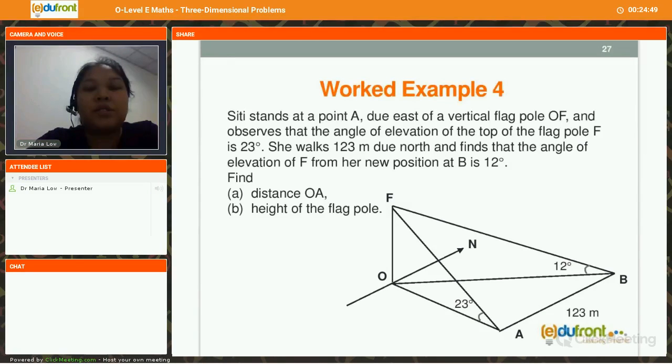So this question says, Kitty stands at point A due east of a vertical flagpole. And then what happens is the flagpole is OF. And it was observed that the angle of elevation of the top of the flagpole F is 23 degrees. And then you're told that she walks 123 meters due north. So she walks from point A to point B. And then from point B that she's standing on, the angle of elevation to the flagpole turns out to be 12 degrees. So your task in this question is to find distance OA and the height of the flagpole.